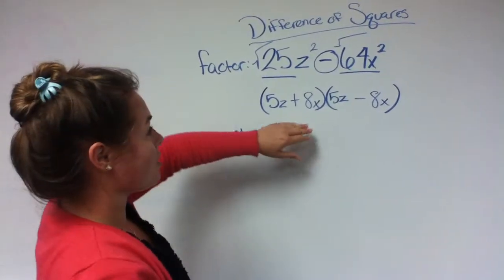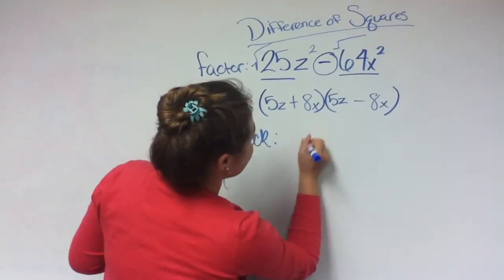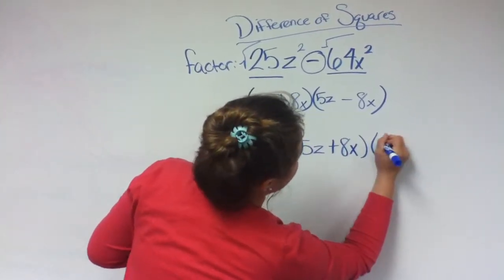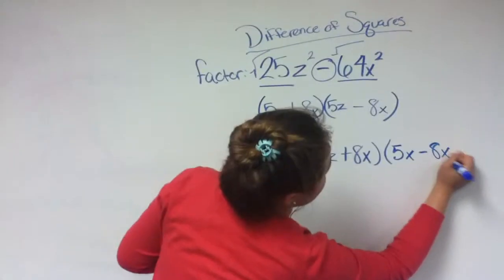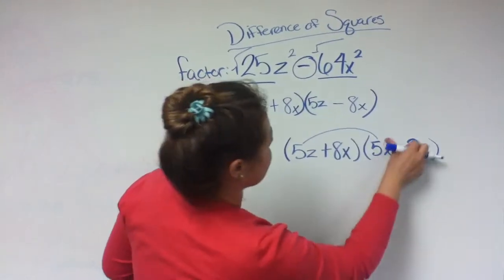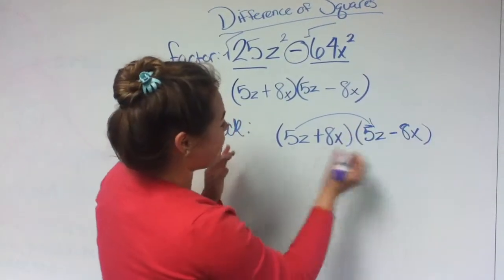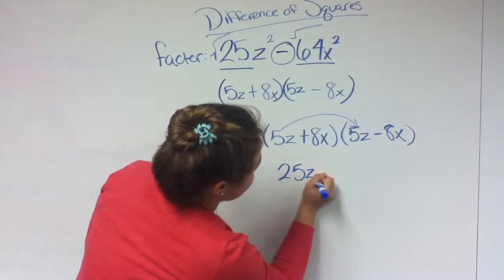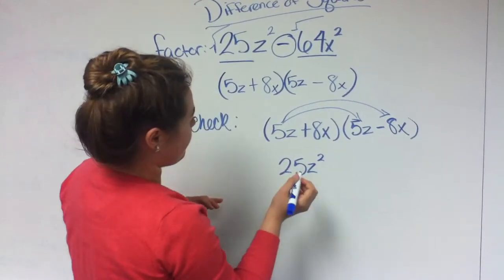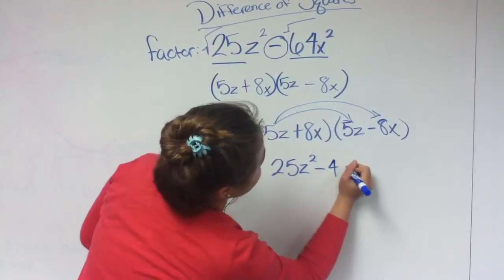Okay. When you check it, you should FOIL it back together and hopefully get that end result. So let's make sure. Okay, so 5z plus 8x times 5z minus 8x. Okay. 5z times 5z equals 25z squared, and then 5z times negative 8x is going to give you negative 40zx.